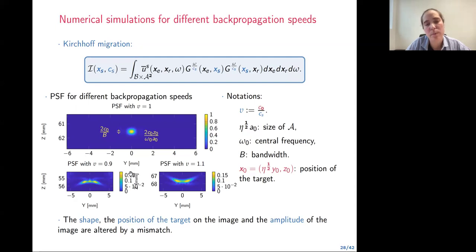And the third effect is the amplitude. You see that here on the right, where you have the scale, you have a factor 10 in the amplitude between the wrong backpropagation speed and the good backpropagation speed. So what does it tell you? It tells you that if you take the amplitude of the imaging function at your bright spot, then that's a good indicator for getting an estimator of your speed of sound. And this is exactly what we're going to do.